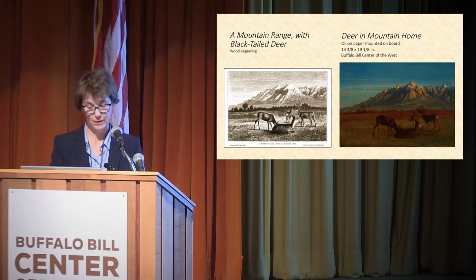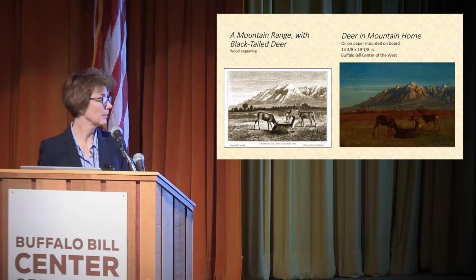The original oil of a mountain range with black-tailed deer is titled Deer in Mountain Home. And, like the illustration, it shows a small group of 4 deer, grazing, resting, and standing. Deer in Mountain Home may have been originally conceived as a pure landscape, to which Bierstadt then added animals. Although carefully painted, the animals seem to sit on the surface of the canvas, rather than reside in the setting.